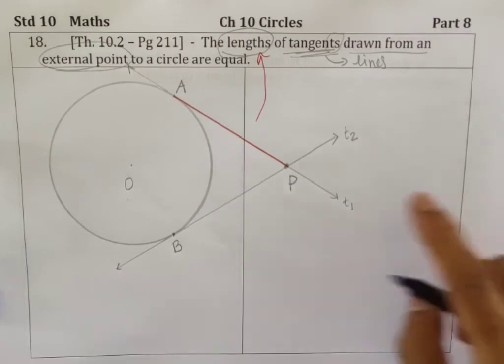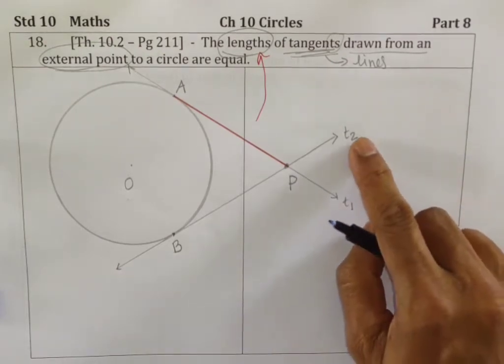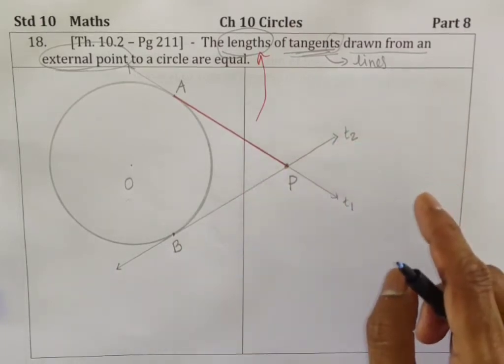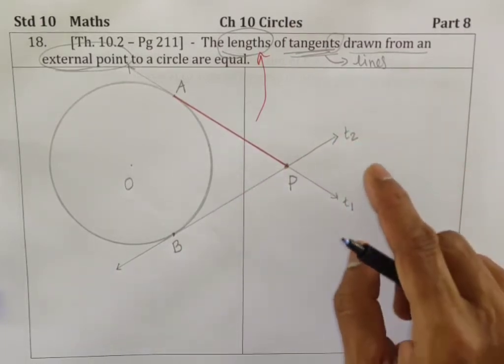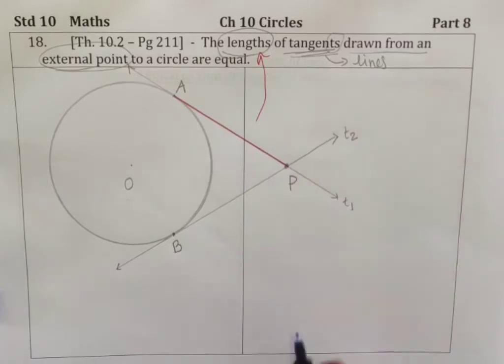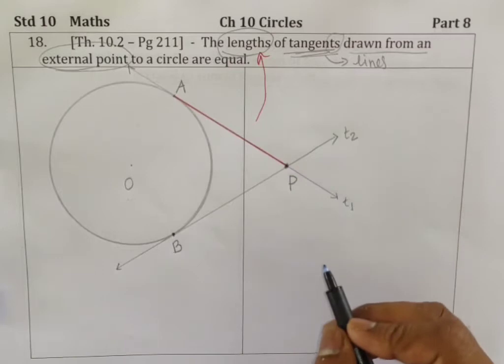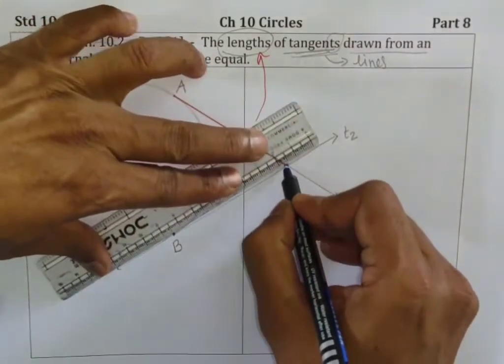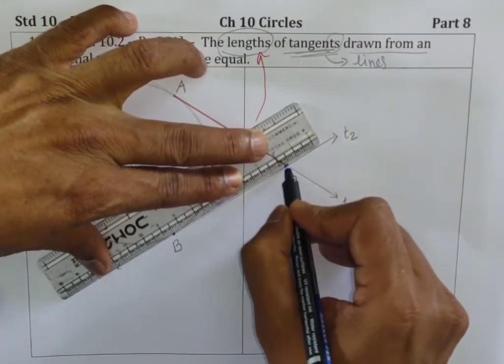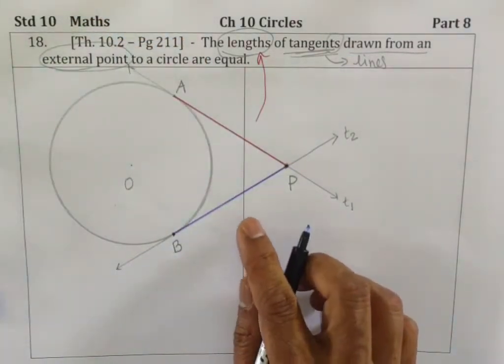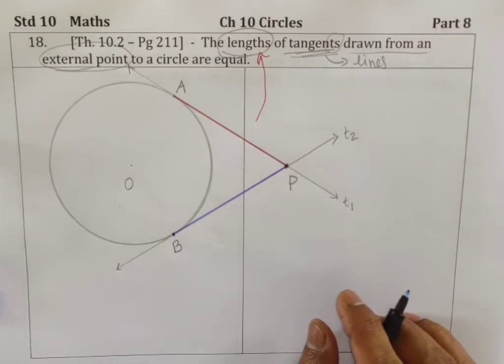what is the length of tangent T2? Actually, T2 is a line. The tangent is a line. And line cannot have length. Correct? But for tangents, we do have length. Point of contact is B. Point in the exterior is P. So, line segment joining B and P. Alright? That is length of tangent T2.